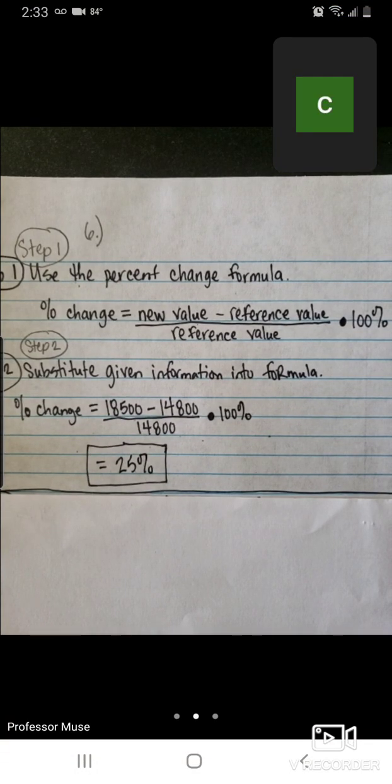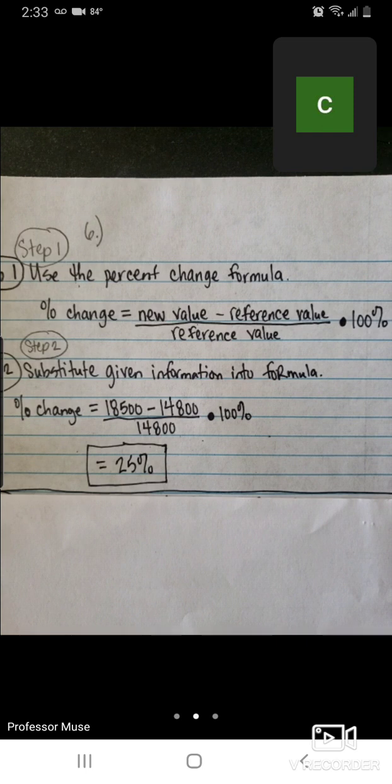Okay, we're moving on to number 6. Number 6, the average price of a certain model of boat in 1994 was $14,800. In 2013, the average price of the boat was $18,500. What is the percentage increase in the average price of the boat?